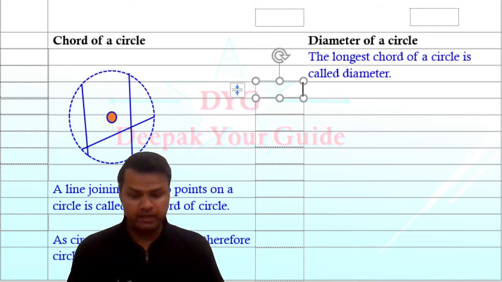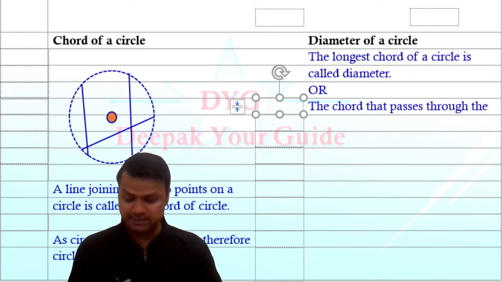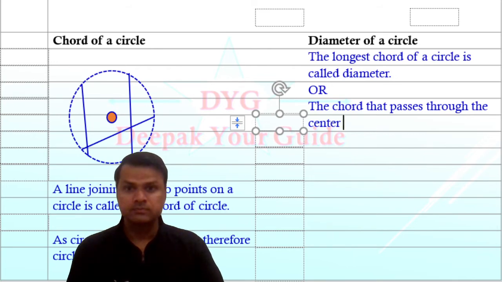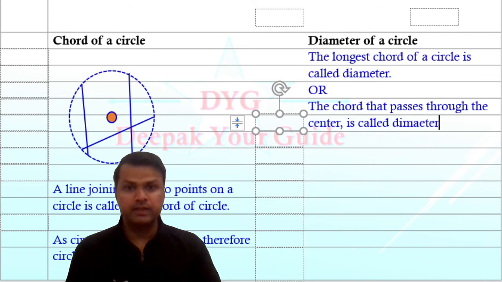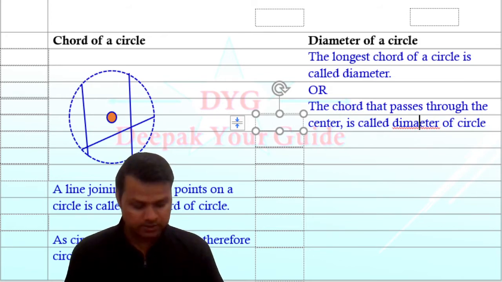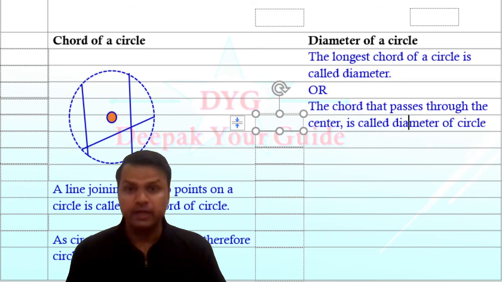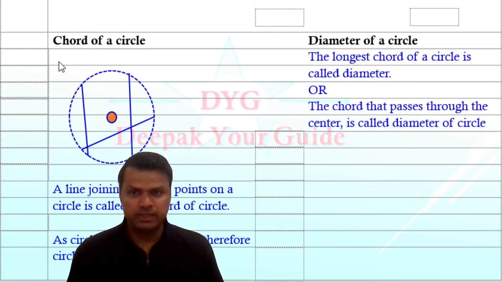We have one more definition of the diameter. We can also define the diameter as the chord that passes through the center. The chord that passes through the center is called the diameter of a circle. So let me just take the same figure here.